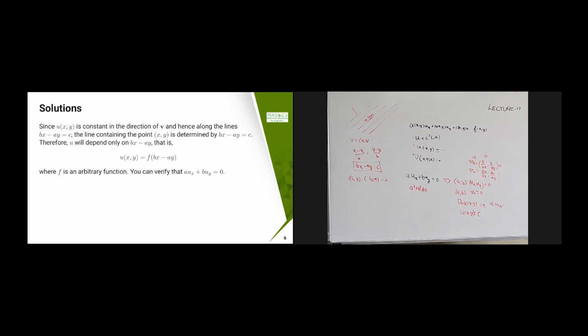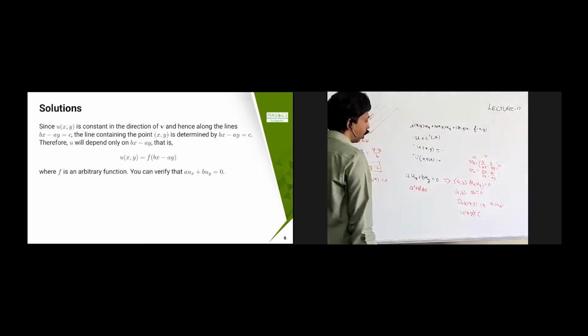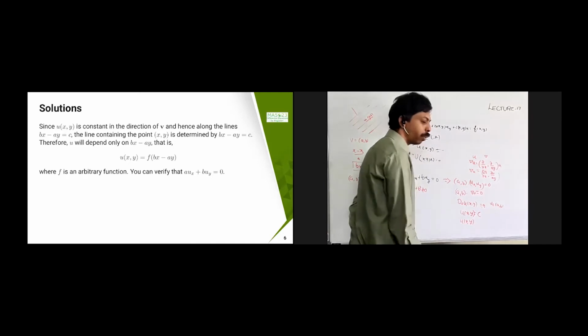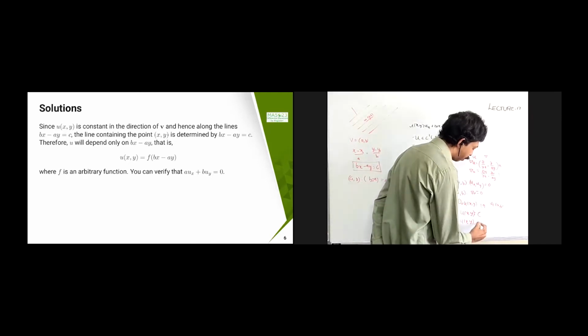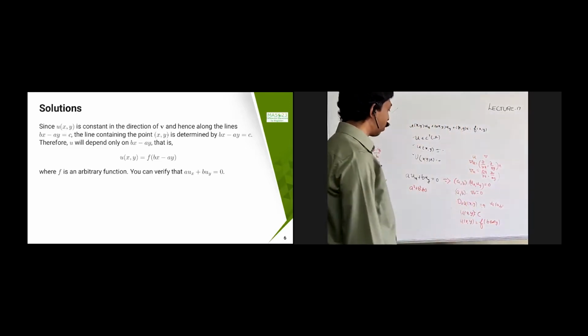Therefore, we know what is going to happen. If it is constant along this direction, then it is constant along this line also, and this line also, and this line also. Therefore, your u(x, y) is going to be of this form: f of some function of bx minus ay. You can verify that.